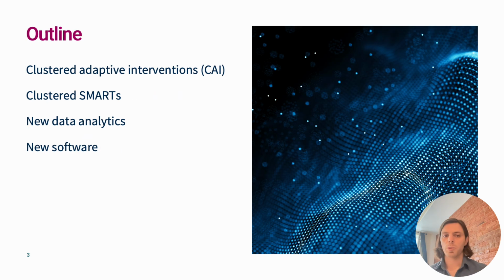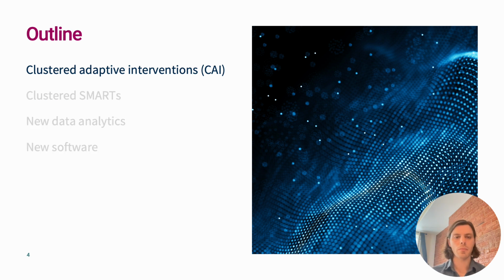So this module is going to proceed as follows. We're going to start by talking about clustered adaptive interventions, or clustered AIs, and their similarities and differences to standard adaptive interventions. Then we'll move on to clustered SMARTs and their similarities and differences to standard SMARTs. Then we'll talk about the new data analytics that arise due to the clustered nature of the data, and then end with new software used to analyze these clustered SMARTs. So beginning with clustered adaptive interventions.